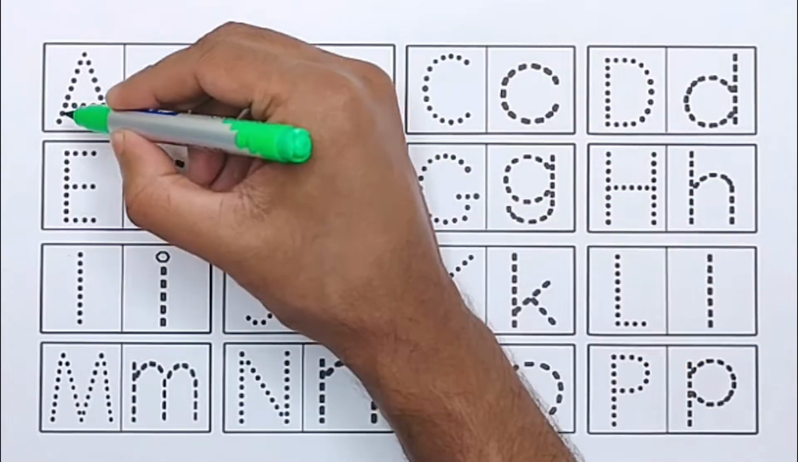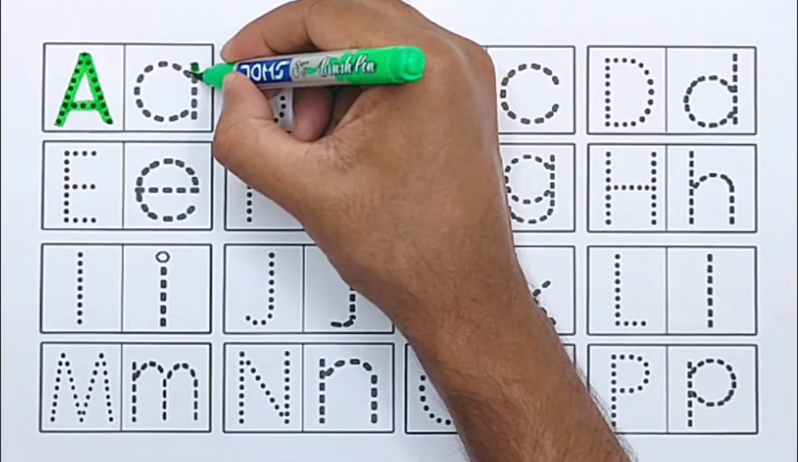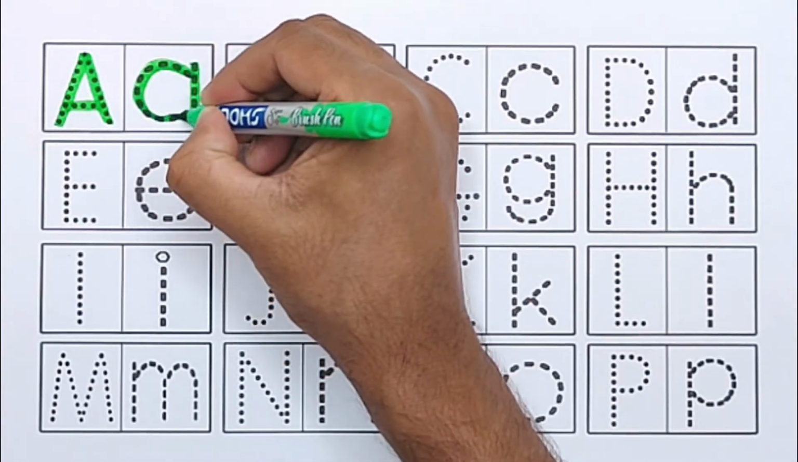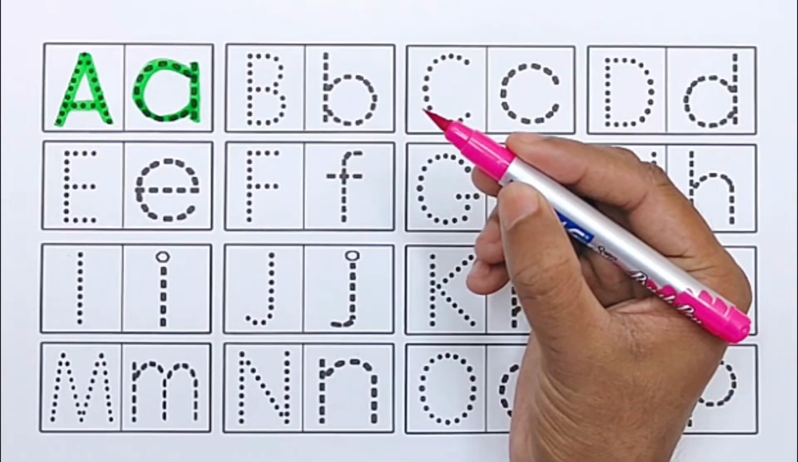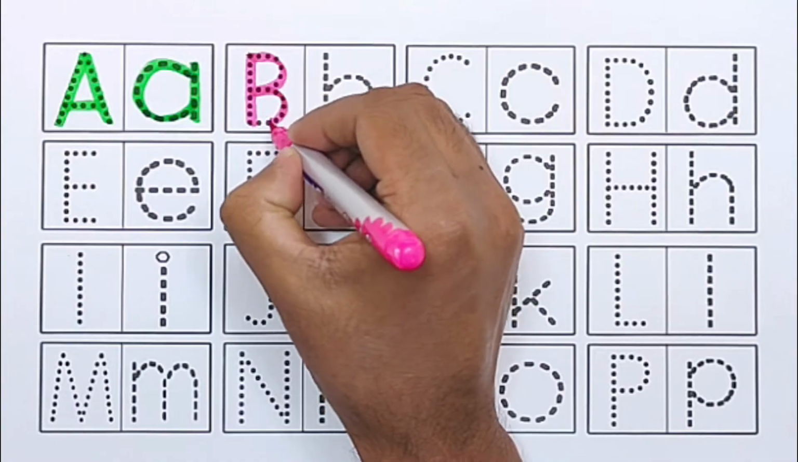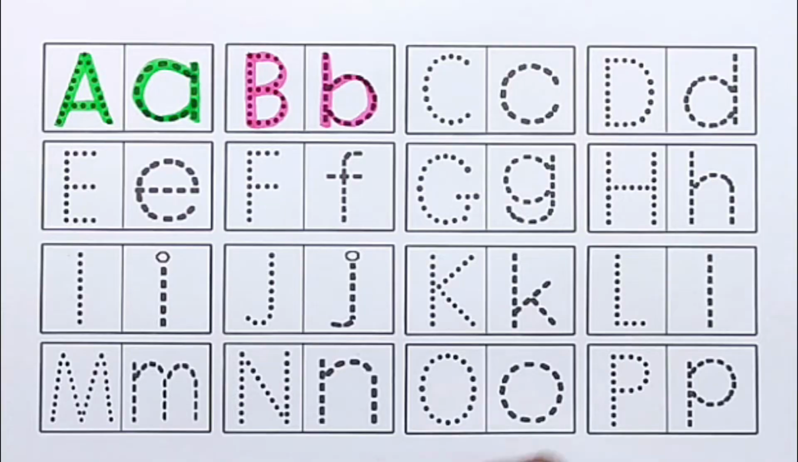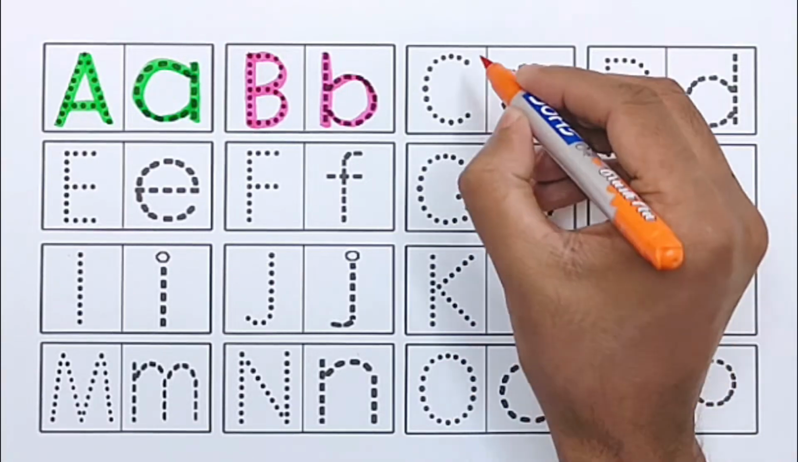Light green color. A for apple. A for alligator. Pink color. B for banana. B for ball. Orange color.